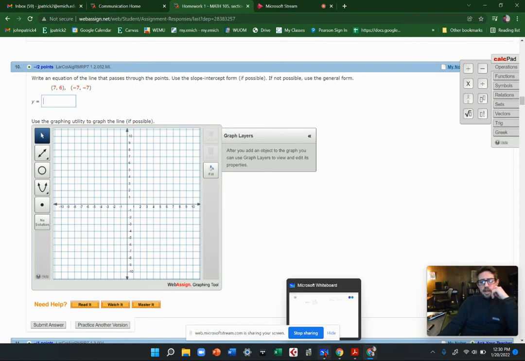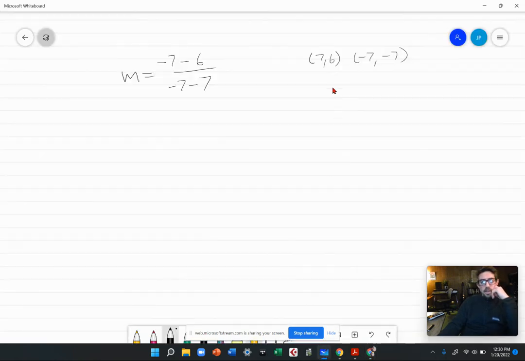It's (7, 6) and (-7, -7). So the first part, the slope of the line between these 2 points: here I have y2 minus y1 over x2 minus x1, rise over run. So that gets me -13 over -14, which is 13/14.